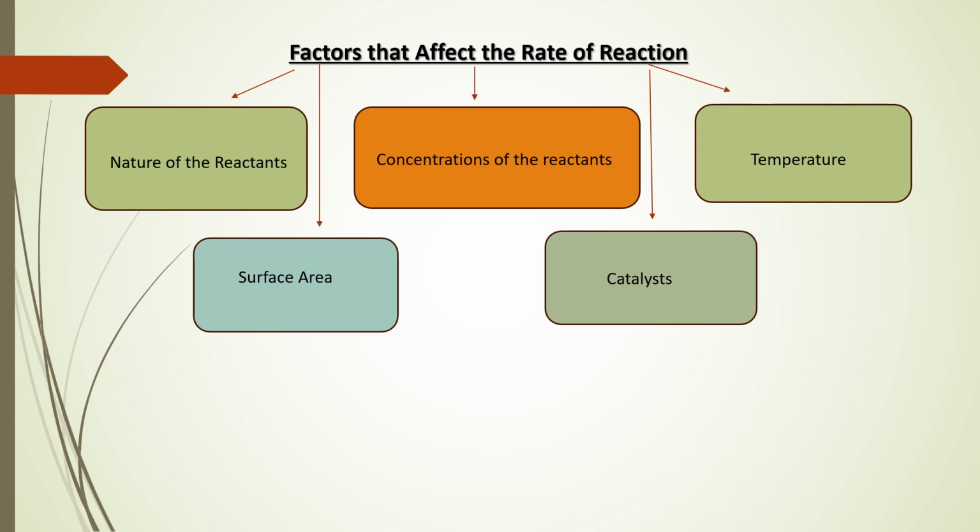There are 5 factors that affect the rate of reaction. First of them is the nature of the reactants. Second of them is the concentrations of the reactants. Third is temperature. Fourth is surface area. And the fifth is catalyst.